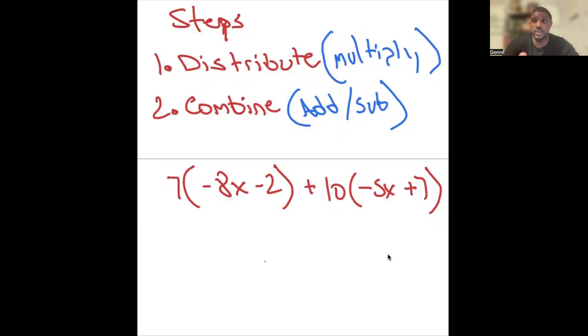We're going to talk about simplifying expressions with distributing and combining like terms. There are steps to doing this. First, we want to distribute. That means a number that's right next to the parentheses, we want to distribute that number. And then we're going to combine like terms, meaning we're going to add and subtract these like terms so we can simplify our expression as much as possible.